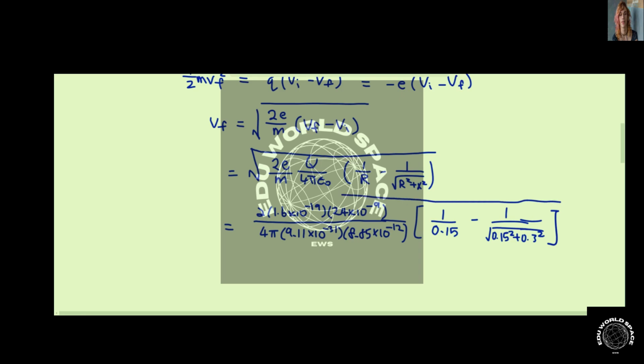Now you can substitute the numbers. For the 1 over r part, r is 0.15, and x is 0.3. Then the whole thing square root. So you do this, and you can find that the final speed is 1.67 times 10 to the 7 meters per second. So this is the answer for part B, and that's all for this question.